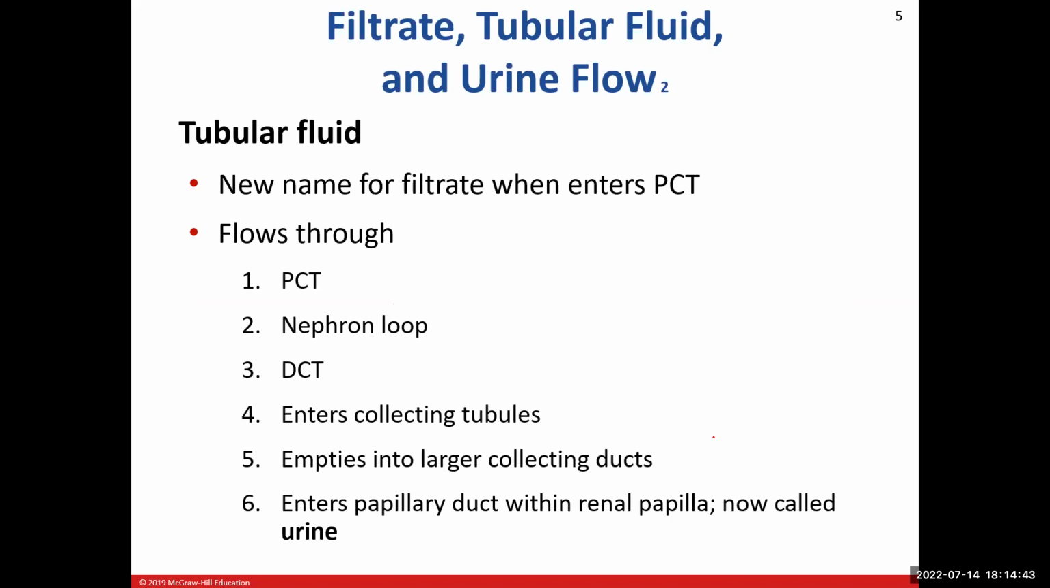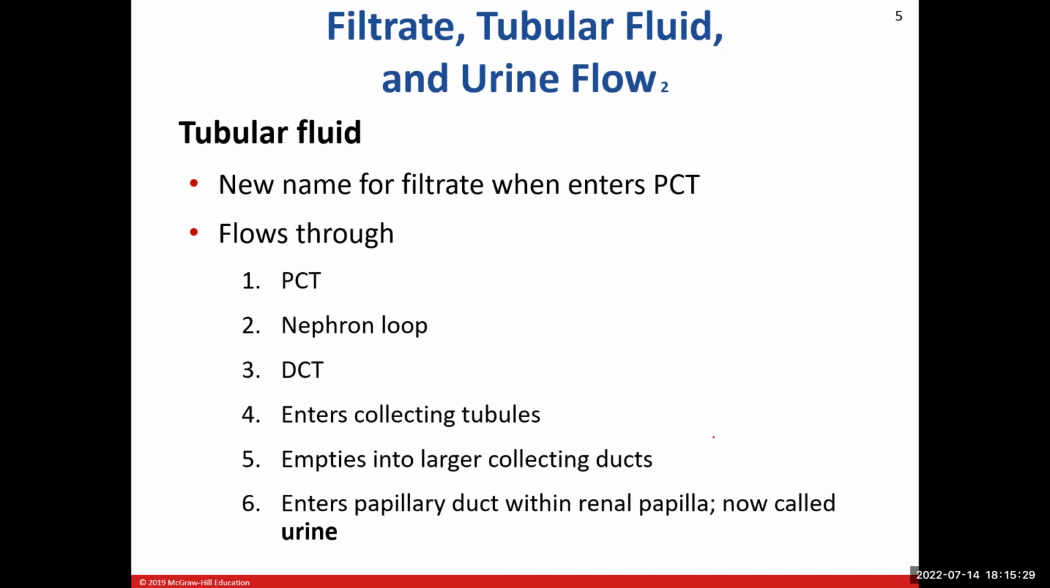Now that filtrate is going to move into what we call the proximal convoluted tubule. Once it does, we give it a new name, and we call it tubular fluid. And we're going to call that substance tubular fluid for quite a bit as it's moving through our nephron system here. We go through the proximal convoluted tubule onto the nephron loop to the distal convoluted tubule, and then we move into the collecting tubules, and then eventually into our collecting ducts. And it will remain tubular fluid until that fluid moves into our papillary duct. And that's going to be located within the renal papillae. And then that's when we officially call it urine.